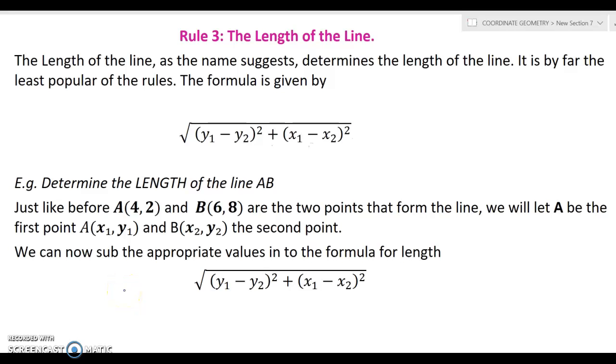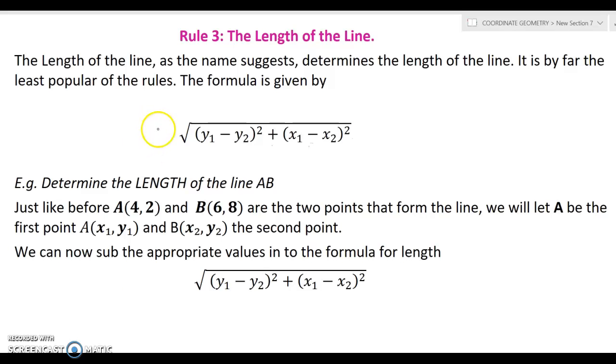Hi everyone, in this video we'll be looking at finding the length of a line given 2 points on that line. Finding the length of a line, as the name suggests, determines how long the line is. It is not a popular rule, however, it is a rule that you must know because it can come at any point in time in a geometry question.